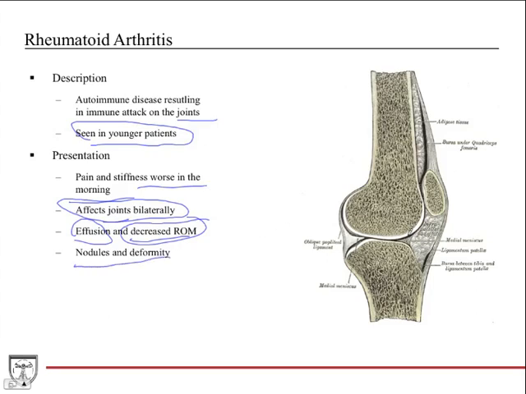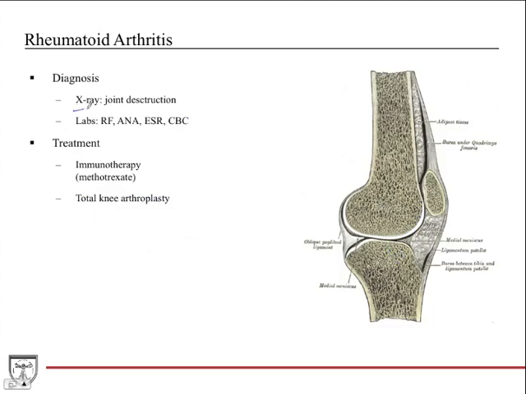You also see nodules and deformities. So you'll see bony nodules, the bones bang up against each other. You can see deformity also of the joints resulting from this immune attack. Diagnosis, so you're going to do an x-ray and you're going to just see massive joint destruction from the immune system attacking this. Labs, you'll get a rheumatoid factor, an ANA, you'll get inflammatory markers, ESR, then you'll get a CBC just to look for your white count. Treatment is immunotherapies. Methotrexate tends to work well for these patients. And then if it gets really bad, you can do a total knee arthroplasty. And this is actually a case where you may do a total knee arthroplasty in a patient younger than 50 if it's gotten to a point where it's so bad.